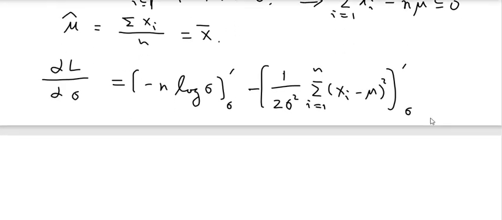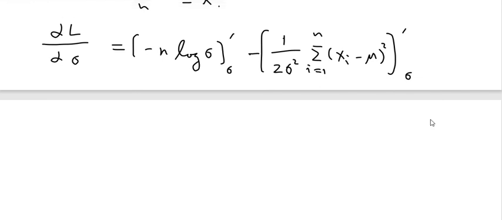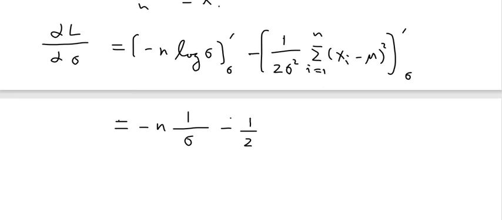Okay. So we find the derivative of log sigma is 1 over sigma, like 1 over x, right? So that's equal to negative n over sigma. And for the second one, this summation is constant, so we can take the constant outside. Half is also constant. Half summation xi minus mu squared, that's constant.